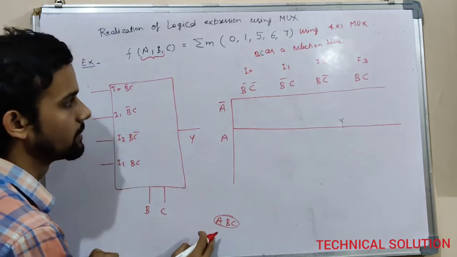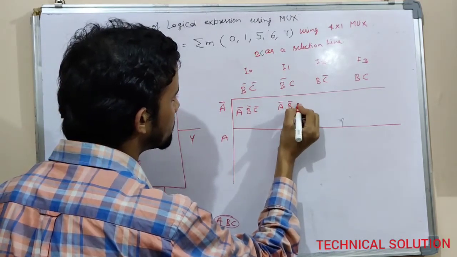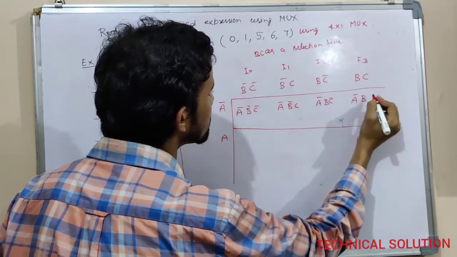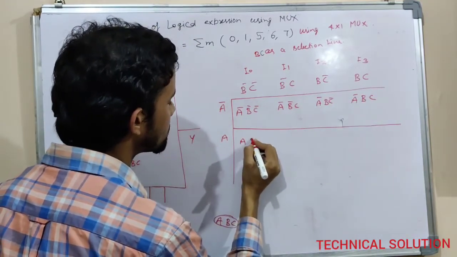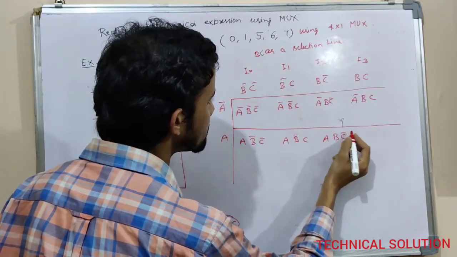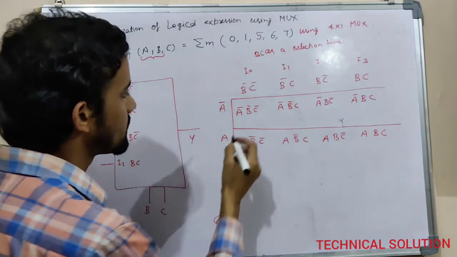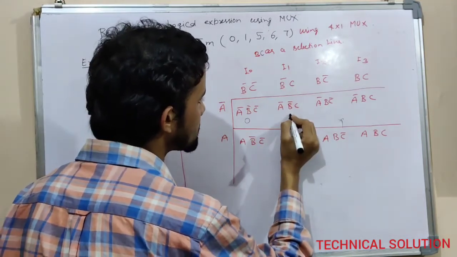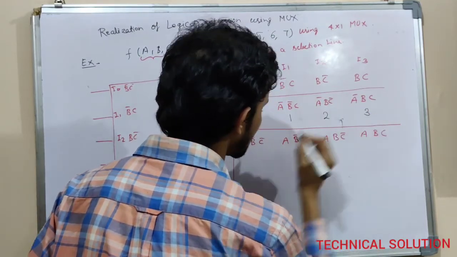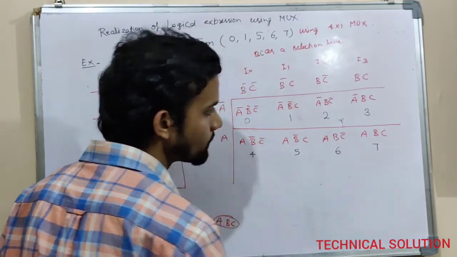Okay, this must be defined. So A bar B bar C bar, A bar B bar C, A bar B C bar, A bar B C. Next is A B bar C bar, A B bar C, A B C bar, A B C. The decimal equivalent of A bar B bar C bar is 0, the next is 1, then 2, and 3. Then 4, 5, 6, and 7.